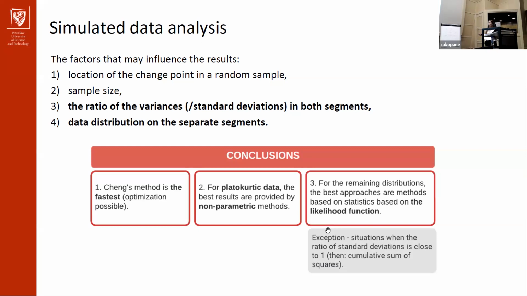We have some interesting conclusions, because one of these methods is faster than the others, so optimization was possible. Moreover, for platykurtic data, the best results are provided by non-parametric methods, and for the remaining distributions, the best approaches are methods based on statistics built on the likelihood function. There was also an exception: in the simulation made for data in which the standard deviations ratio in two separate segments is close to 1, methods based on the cumulative sum of squares are better.